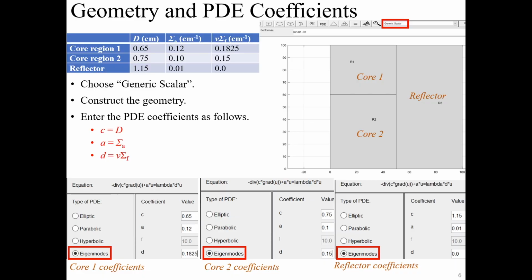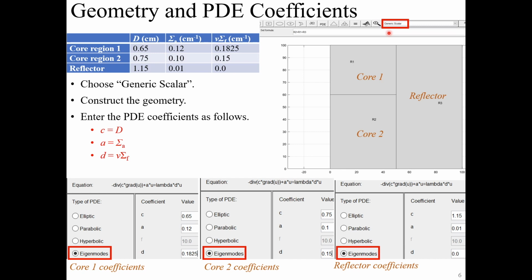Now we have already solved the problem. Before I go to the plotting or the post-processing, I'm going to use the slides to summarize what we have done. First, you need to choose the generic scalar. This will define the type of the problem the toolbox is going to solve.